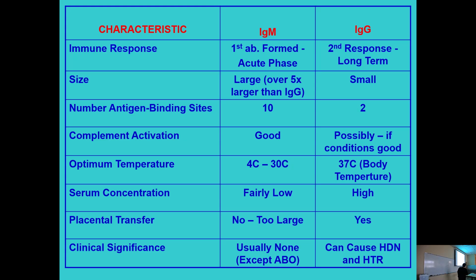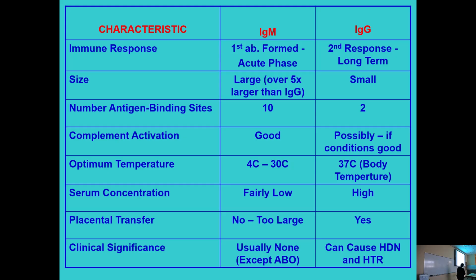Complement activation is really good with IgM. If you don't know what complement is, you'll get there. Just kind of know that when we talk about complement activation throughout. IgG, if conditions are right, it could. Optimum temperature, 4 to 30 degrees Celsius. Cold. It likes refrigerators, it likes room temp. IgG likes body temp.